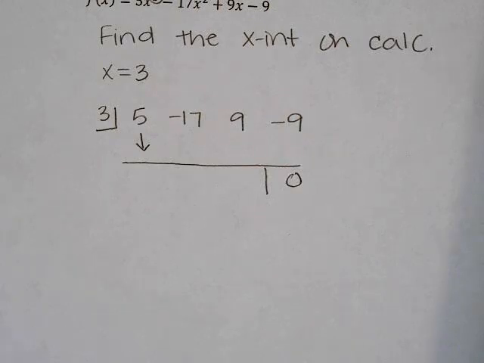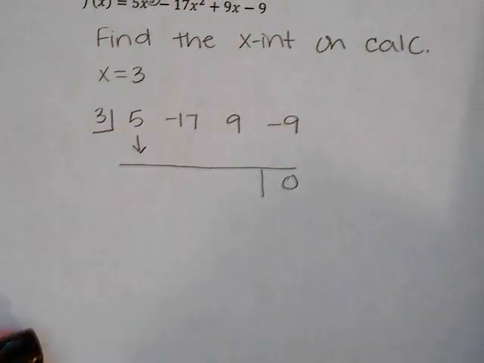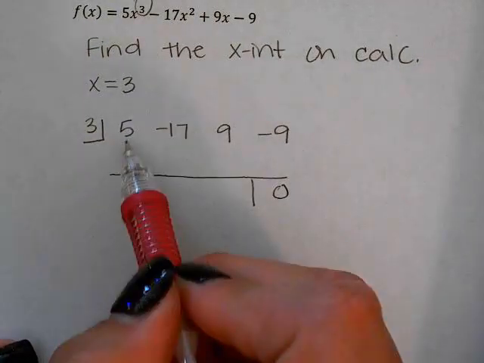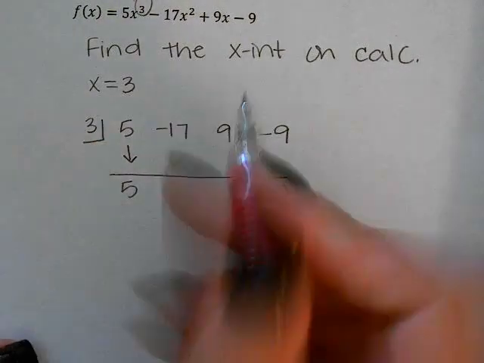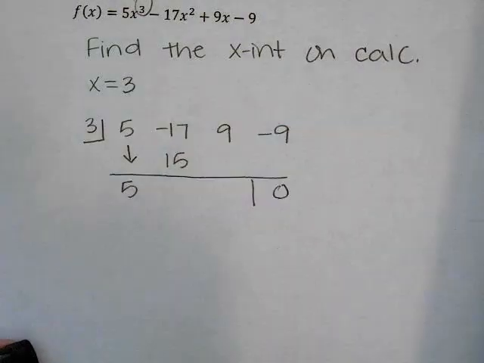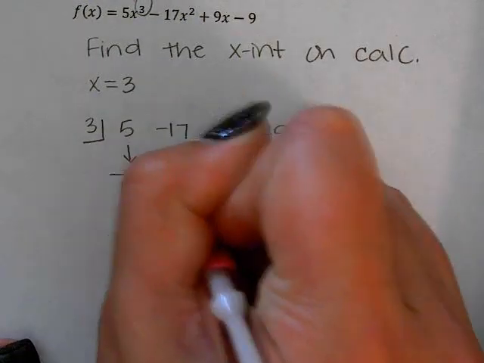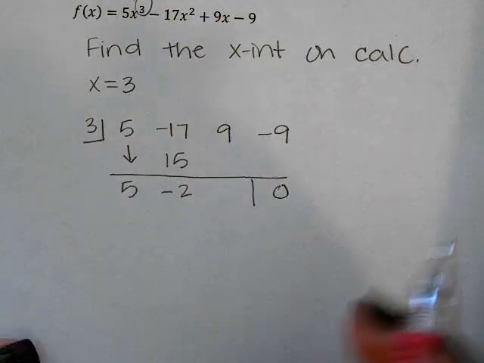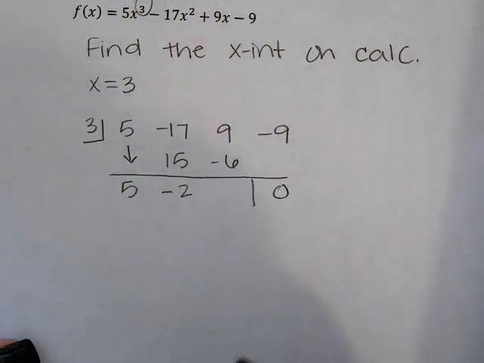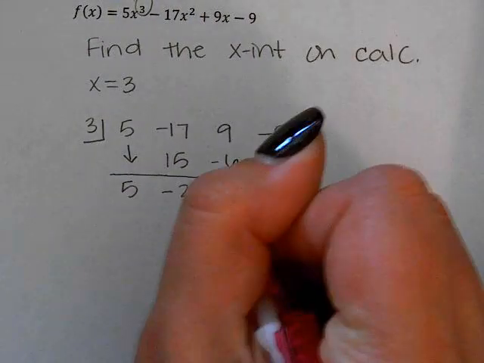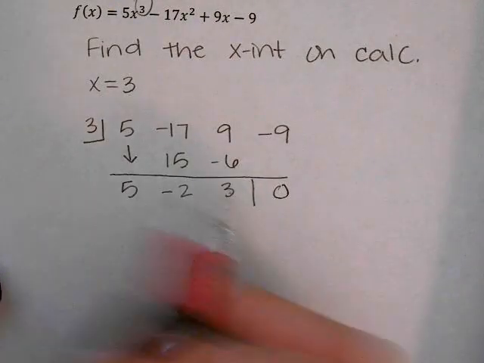All right, let's go through and do this problem. So drop down the 5. 5 times 3 is 15. Negative 17 plus 15 is negative 2. Negative 2 times 3 is negative 6. And then you add them, and you get 3. Okay? And then 3 times 3 is 9. And then you add those and you get 0.